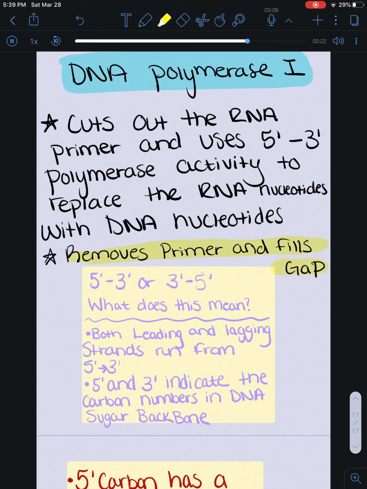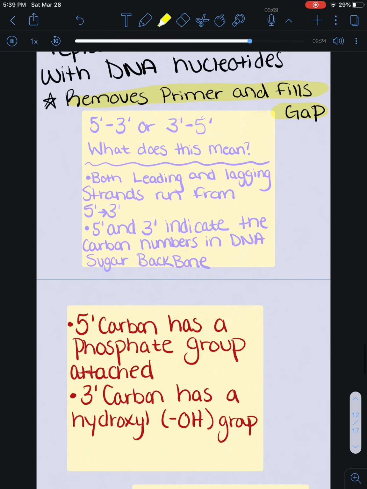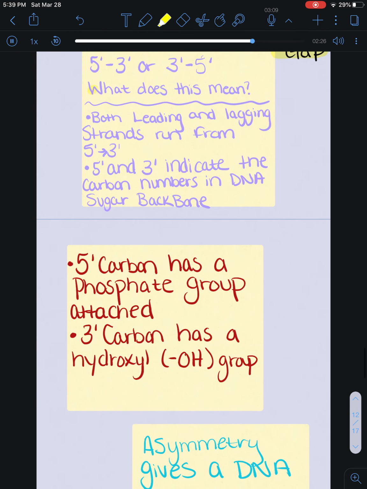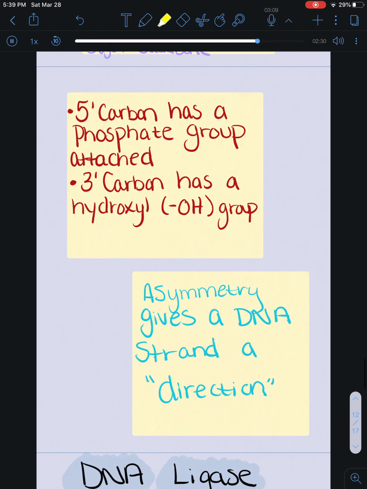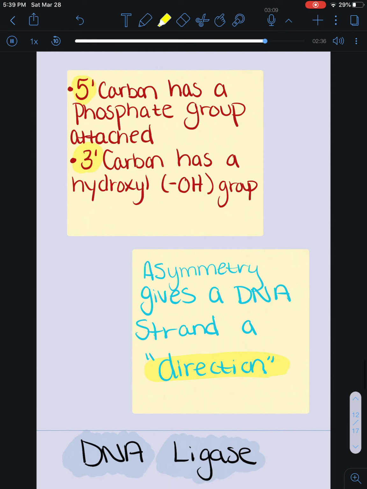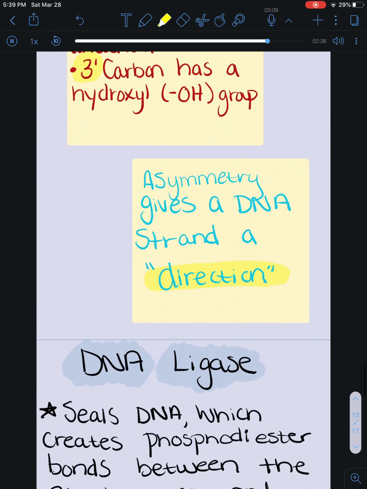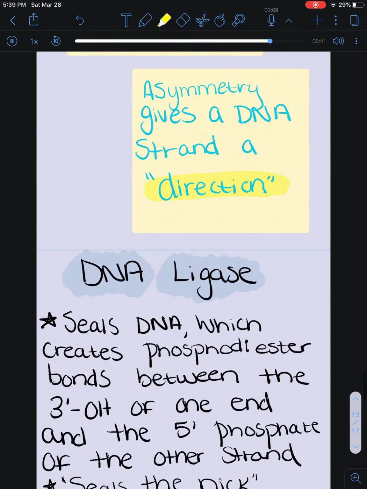Now, what's the importance of 5' versus 3', and what does this really even mean? So it pretty much just gives DNA a direction. The 5' carbon has a phosphate group attached, and the 3' carbon has a hydroxyl group attached, and it gives the DNA strand a direction, either 5' or 3'.